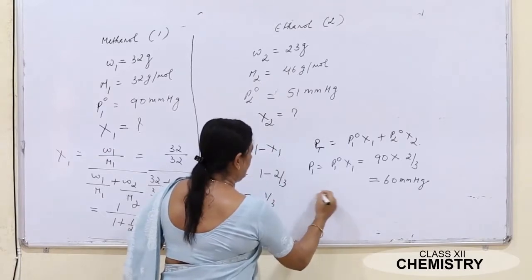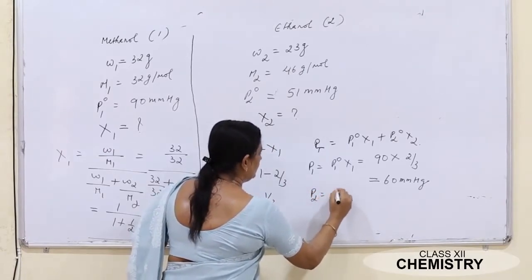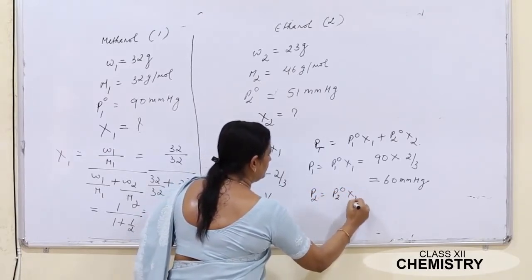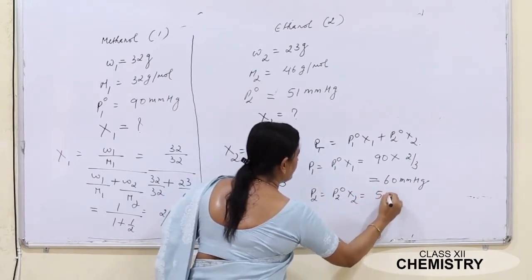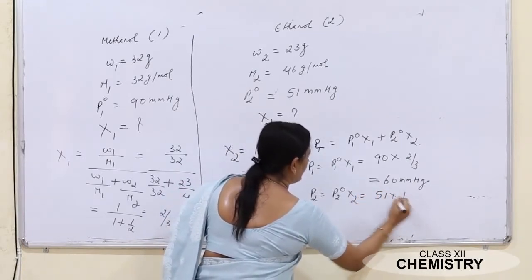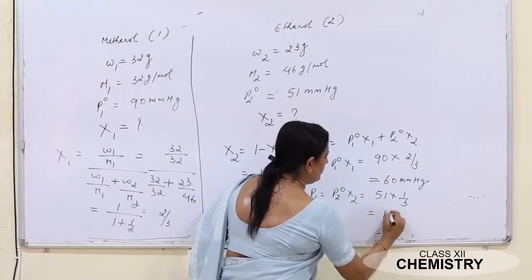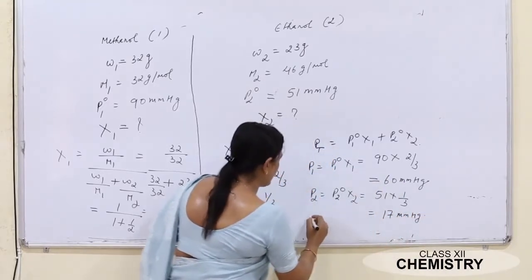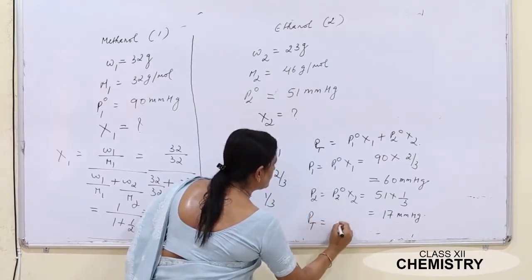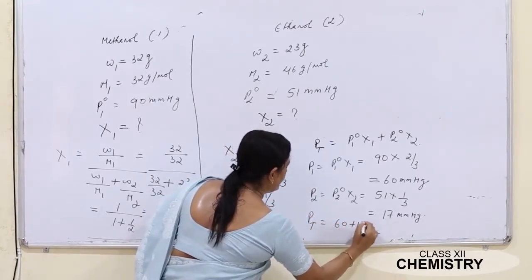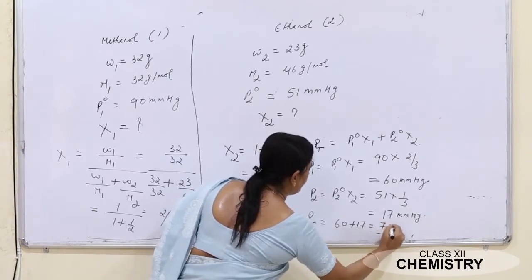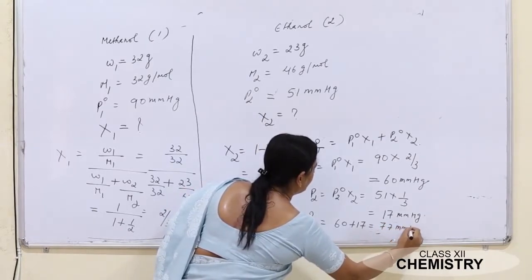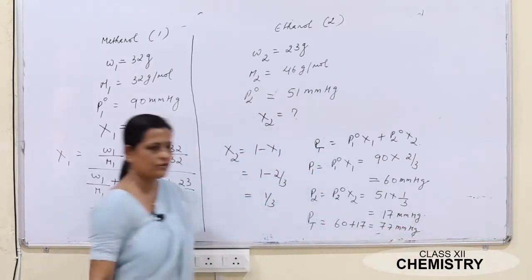Then P2 is equal to P2 naught x2. So it comes to be 51 into 1 by 3. So how much does it come to be? 17 mm of mercury. So what will be the total pressure? P total is equal to 60 plus 17, that is 77 mm of mercury. So this is the total vapor pressure of the solution.